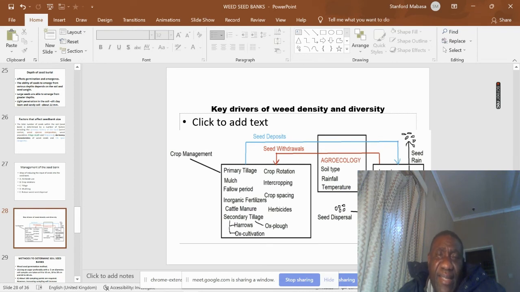So the key drivers of weed density and diversity could be the crop management. And the crop management can actually interact with agroecology, soil type, rainfall, temperature to influence what is present in the soil. So this can summarize what is happening to the weed seed bank.